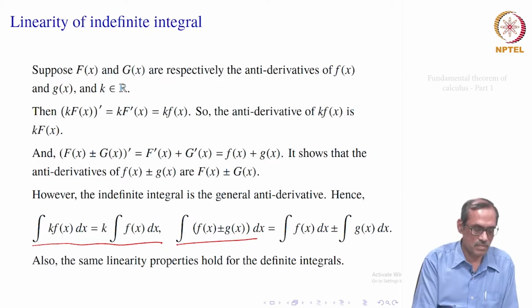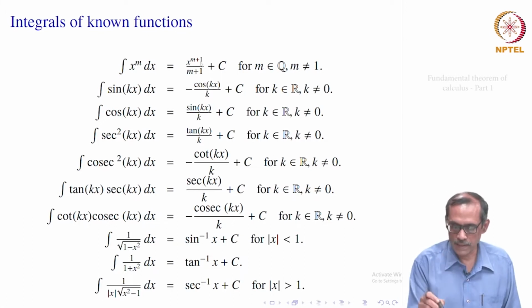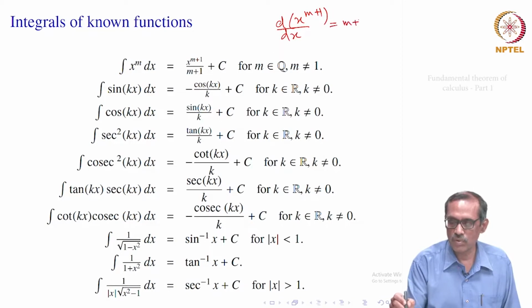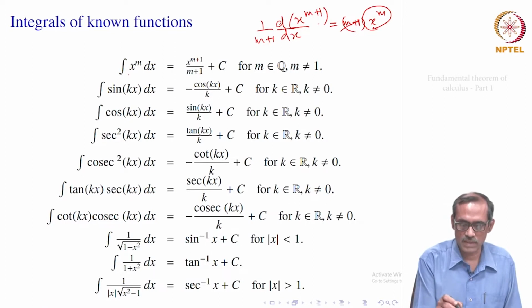And of course, we need some repertory of which functions give which integrals. Okay. We know that the derivative of x to the power m plus 1 with respect to x is equal to m plus 1 times x to the power m. So, now we write that in terms of the integral, or you can bring that m plus 1 here, right. We write that as the integral of x to the power m equal to x to the power m plus 1 by m plus 1, right.